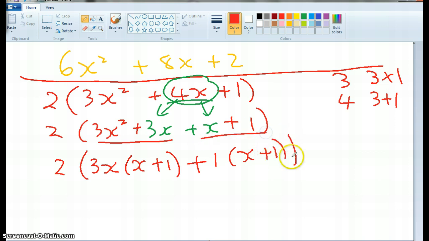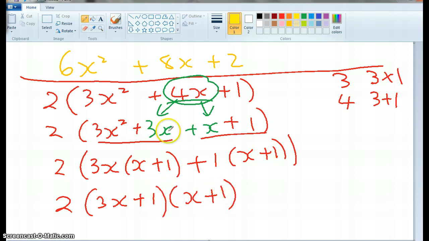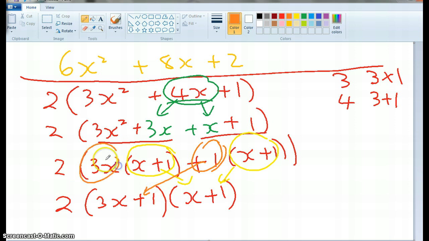Did you see that? Yeah, I get that. And then you've got 2, 3x plus 1, x plus 1. So what happened there is this x plus 1 was common to both, so you can cross one out, and the plus 1 went there and the 3x went there. So that's fully factorised. Okay?